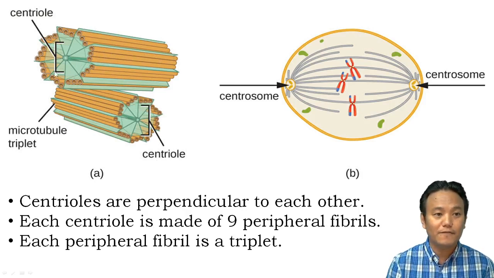There are 9 peripheral fibrils, and each fibril is made up of 3 tubulins, right?